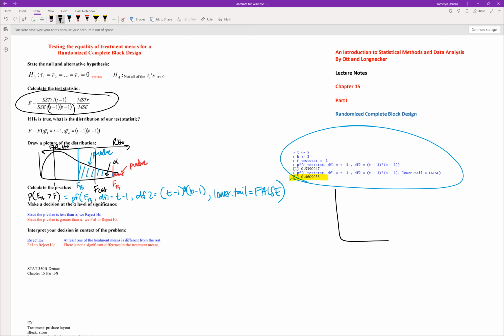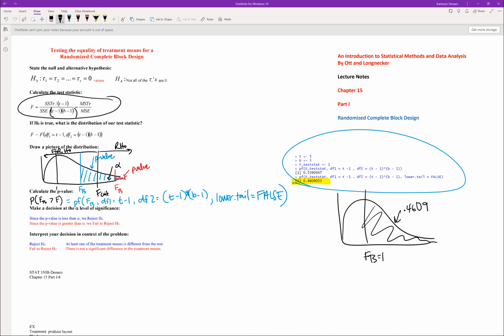So if I were to draw this out, if I was at a test statistic of 1, then this area over here would be my p-value. That would be 0.4609. And the area to the left would be 0.5391. All right. In general, if our p-value is larger than alpha, we're going to fail to reject H0. And if our p-value is smaller than alpha, we should reject H0.